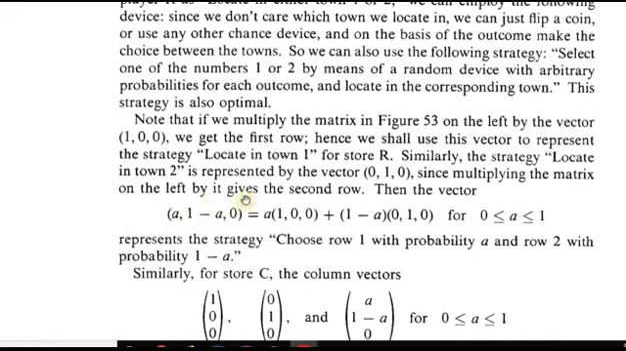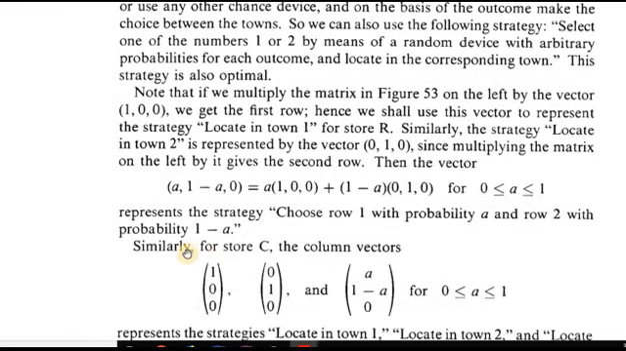Or he could do a different coin flip, or throw a die or something. If you throw a die and you get a 1, then he locates in town 1. Otherwise, he locates in town 2. In that case, A would be 1/6, 1 minus A would be 5/6. So no matter what A is, this strategy of choosing town 1 with probability A and town 2 with probability 1 minus A is going to give him the same payoff. Okay. Similarly, for the column player. The column player could do the very same thing.